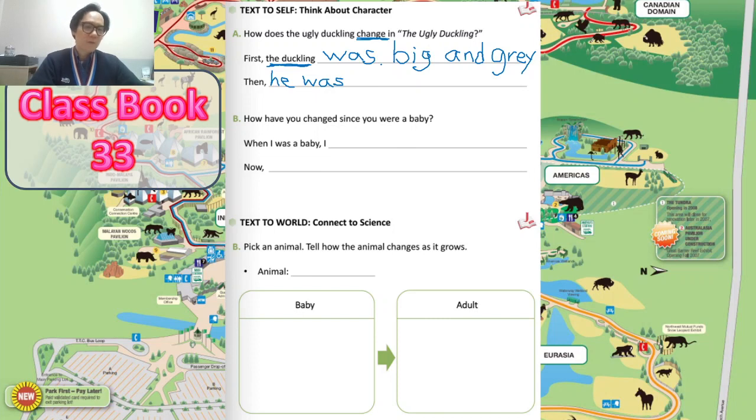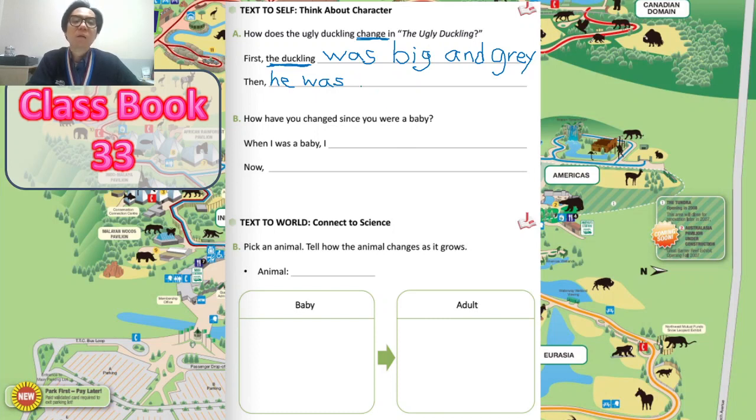Big and gray before, then he was, what's that? Well, we could say his color. Did his color stay the same or did it change? Ah, it changed, right? What color did he change to?